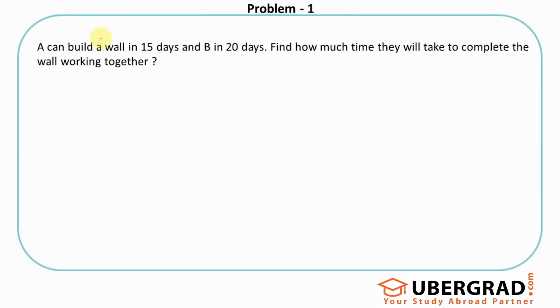It's a very simple one. A can build a wall in 15 days and B in 20 days. So how much time will they take to complete the wall working together? A is taking 15 days, B is taking 20 days. That's the time taken by them alone. Keep this in mind. A is taking 15 days to complete the entire work and B is taking 20 days to complete the entire work.